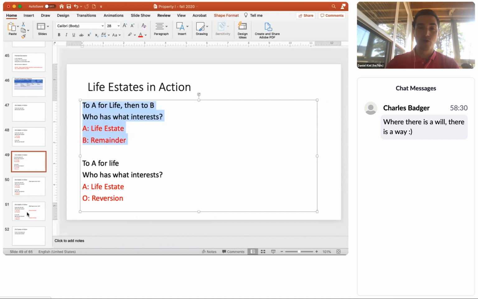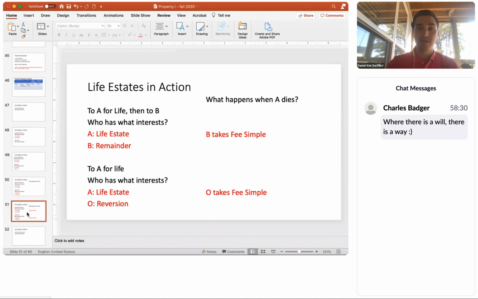And then the crucial next question is, what happens in either case when A dies? What does that reversion in this example and the remainder in this example mean? What it means is at the end of the life estate, that future interest, poof, becomes possessory and becomes a fee simple. So just like the son in Gruen had a remainder, and when his father died, it became fee simple in that painting. That's exactly what happens in these examples here. The future interest holder, B in this example, O in this example, takes fee simple. Okay?